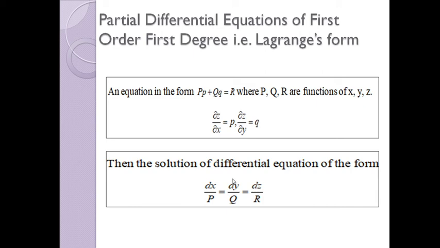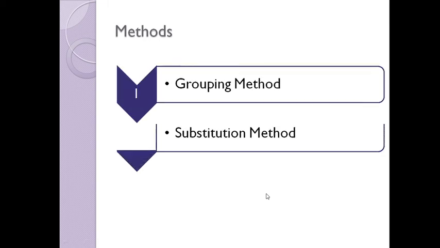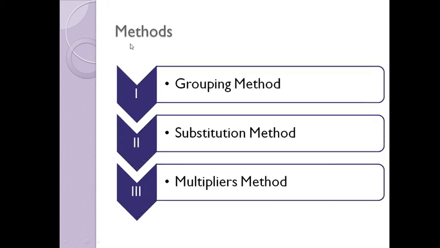The solution of the differential equation is of the form dx by P equals dy by Q equals dz by R, which is the auxiliary equation. We solve this equation and find out two solutions. We find these two solutions by different methods: grouping method, substitution method, or multiplier method. Any combination of these three methods we can apply to find two solutions, u equals c1 and v equals c2, and lastly the complete solution is f of u, v equals 0.